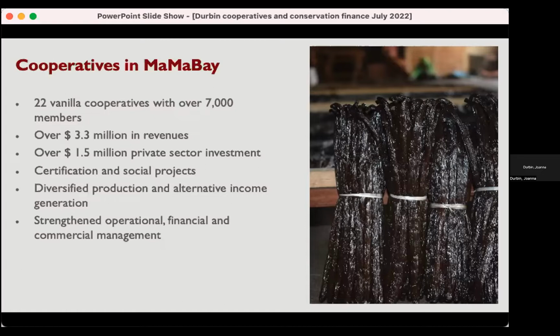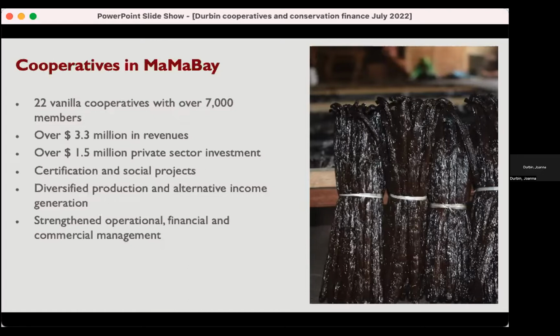Mikaya is now entering our fifth year, and we've established 22 vanilla cooperatives so far with over 7,000 members, and helped them to establish partnerships with vanilla sourcing companies, which have earned them over $3.3 million in revenue and facilitated over $1.5 million in private sector investment, including for certifications such as Rainforest Alliance, organic, and fair trade. The cooperative members have also been supported to diversify their income generation, so they have a cushion against the risks of the really volatile vanilla market, with things like marine products, fish farming, poultry, vegetables, tree nurseries, and seaweed farming.